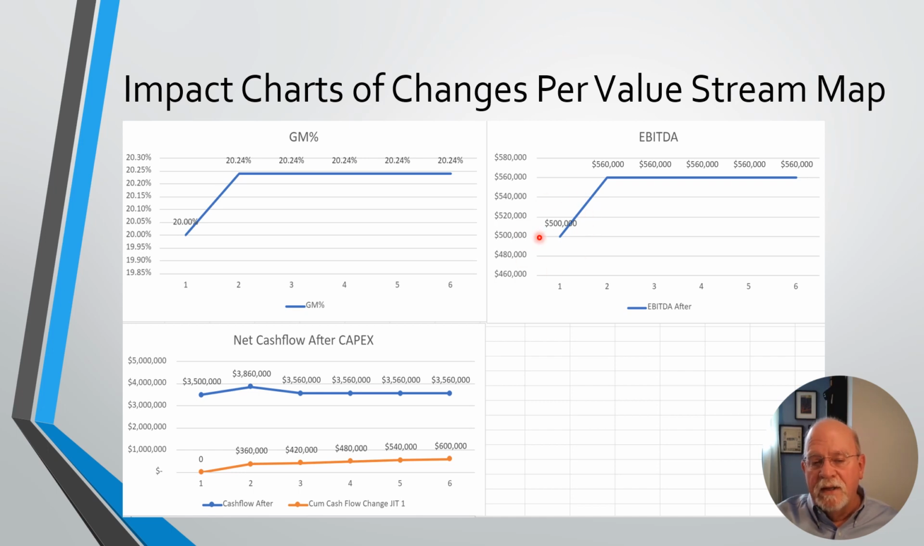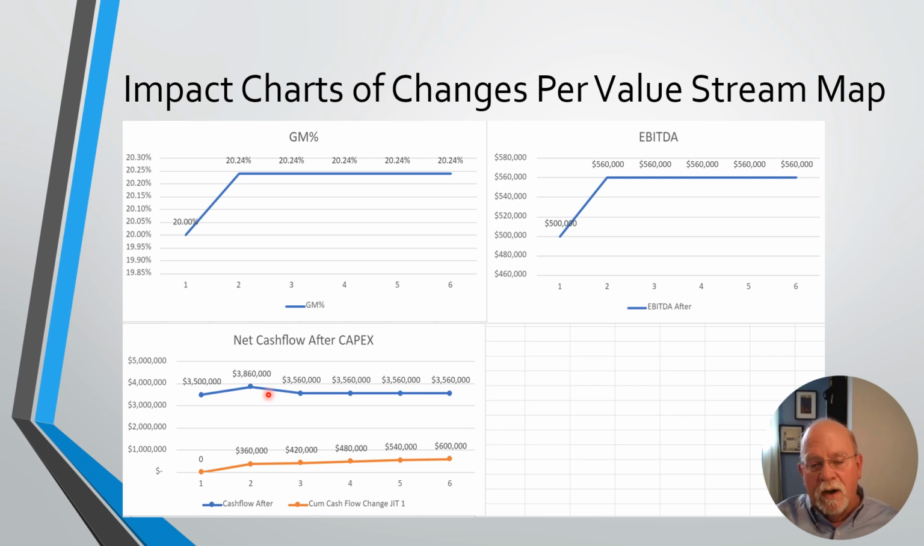EBITDA improves. This is the baseline. The EBITDA from current state was $500,000 a year. The improvements will generate an additional $60,000 each year over the 5-year period, creating $300,000 of incremental EBITDA year over year based on the changes. We look at net cash flow after CapEx. Current state is $3.5 million of positive cash flow. You've got an improvement of $360,000.